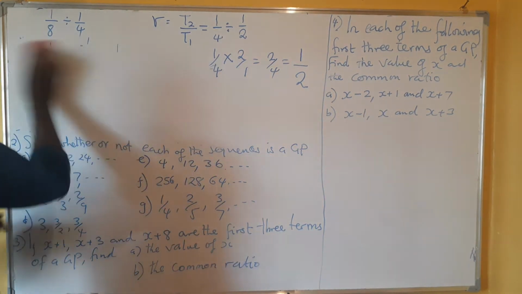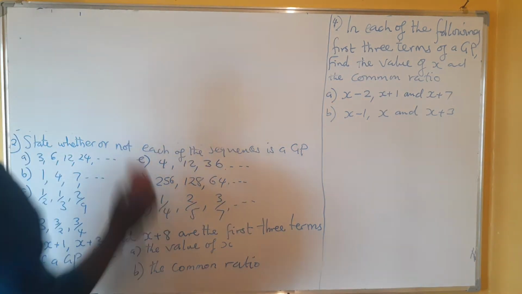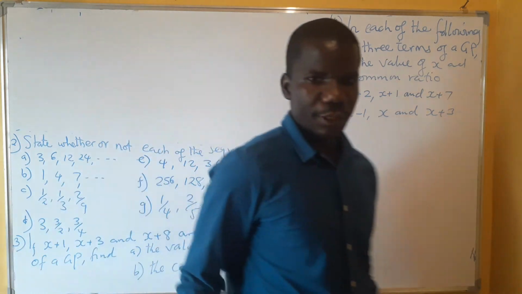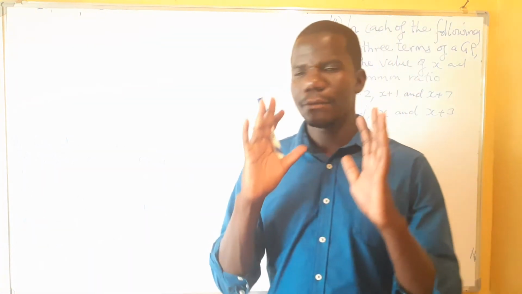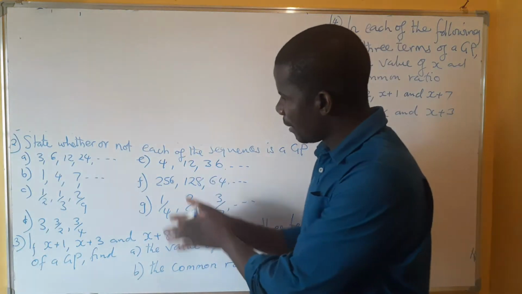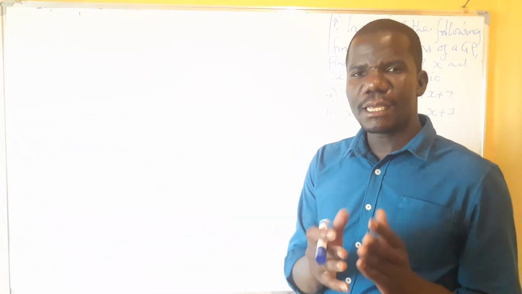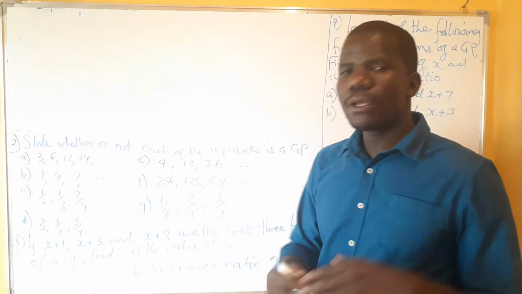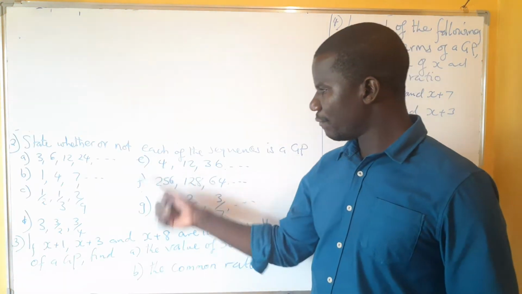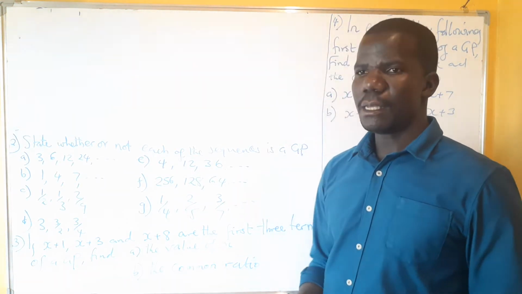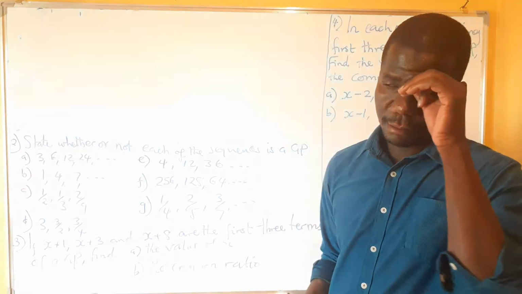That is what we are doing here. All right? Now, we go on to the second question. What is the second question saying? The second question is saying, you're given these sequences here. You're given the sequences. But then the question is saying, can you investigate and establish whether each one of these is a GP? That is what we want to do.